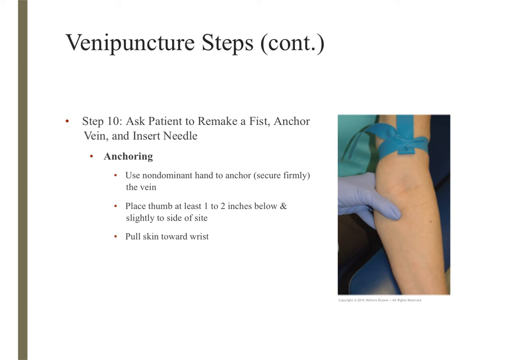Anchoring. You need to know the definition. It's using the non-dominant hand to anchor or secure the vein firmly. This is done by placing the thumb 1 to 2 inches below your intended site and pulling down towards the wrist. Now, if you are working on the hands, you're going to go 1 to 2 inches above the intended site, okay? This is how we keep veins from rolling, okay? And this also allows smoother needle insertion.